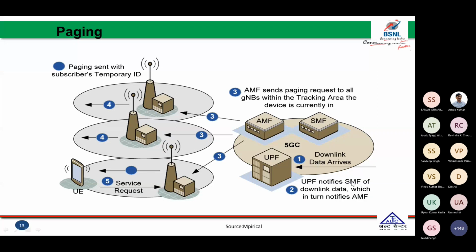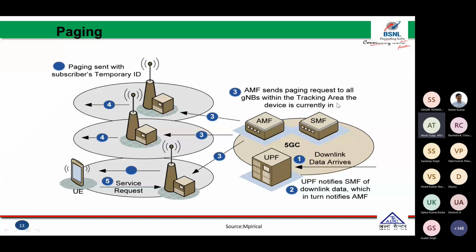So the UPF notifies the SMF of downlink data, and then the SMF sends this notification to the AMF, right? And then the AMF sends the paging request to all the gNodeBs within the tracking area.